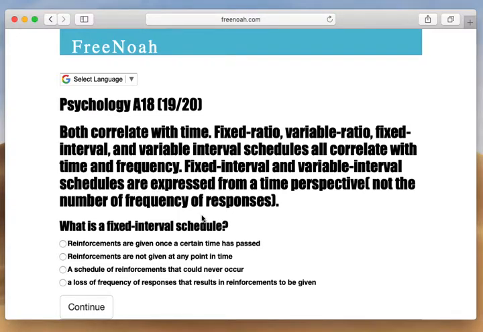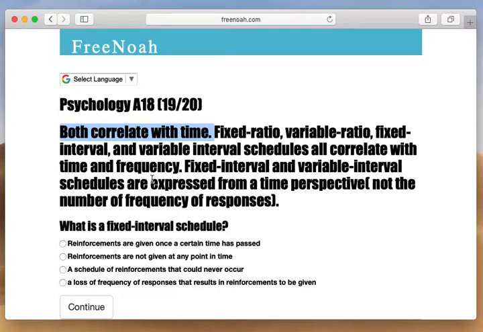So let's go ahead and summarize exactly the four basic schedules of reinforcements. We have fixed ratio, variable ratio, fixed interval, and variable interval. And these are all schedules of reinforcements, right? So they gave you the answer right offhand, right? So both correlate with time. Fixed ratio, variable ratio, fixed interval, and variable interval schedules all correlate with time and frequency.